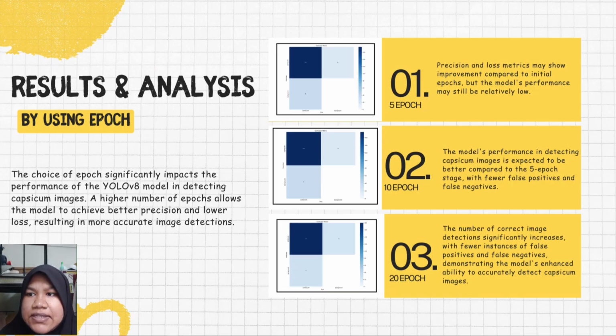The next is result analysis, across the 3 epoch settings we use. With 5 epochs, the results may show improvement compared to the initial epoch, but the model's performance may still be relatively low. And the next is 10 epochs. The model's performance in detecting capsicum images is expected to be better compared to the 5 epoch stage, with fewer false positives and false negatives. And the last one is 20 epochs. The number of correct image detections significantly increased with fewer instances of false positives and false negatives, demonstrating the model's enhanced ability to accurately detect capsicum images.